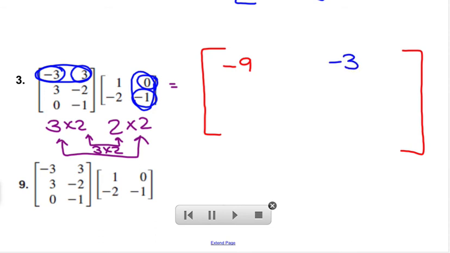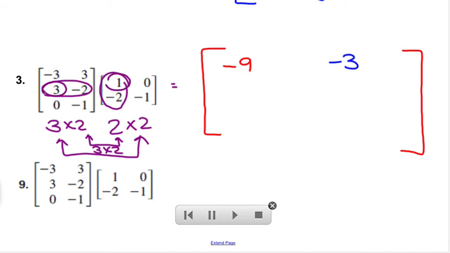All right, so I've completed the first row with the first column and second column. Now let's head down to the second row. First column, 3 times 1 plus -2 times -2. 3 and +4 gives us 7. So that next element is going to be a 7. Again, you're checking your answers with mine.